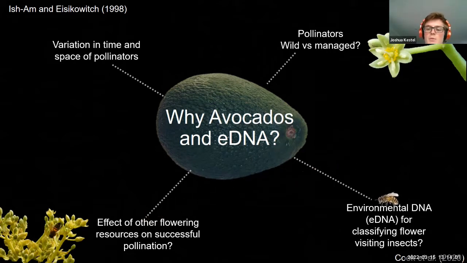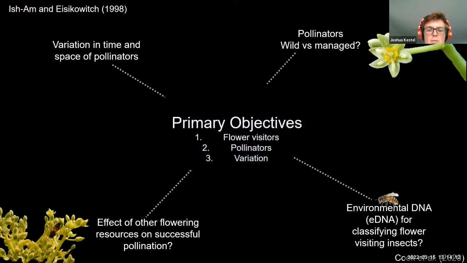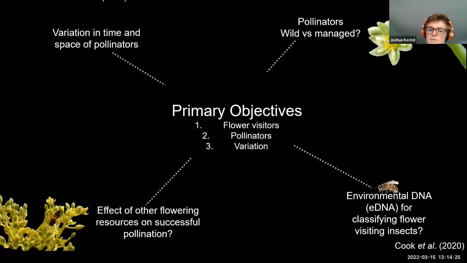So ultimately, the question that we have is, can environmental DNA be used to classify these flower visiting insects and then determine who the most important pollinators are? So the key objectives of this study are to determine, firstly, the flower visitors using environmental DNA. Second, to work out of these flower visitors, who are the most important pollinators. And then lastly, to see how these pollinators vary through space and also through time.